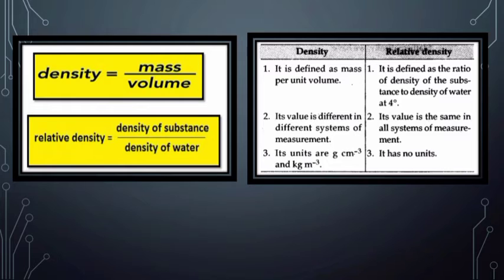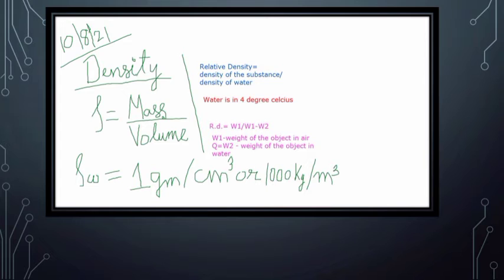Its value remains the same in every system, whereas density's value is different for different systems of measurement. Density is a parameter, that is, mass per unit volume. Relative density is a pure ratio. In relative density, generally we take the case when the water is at a temperature of 4 degrees Celsius.